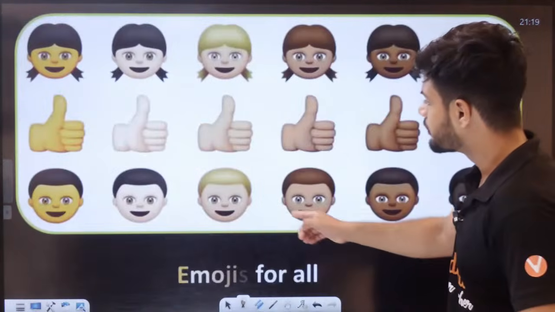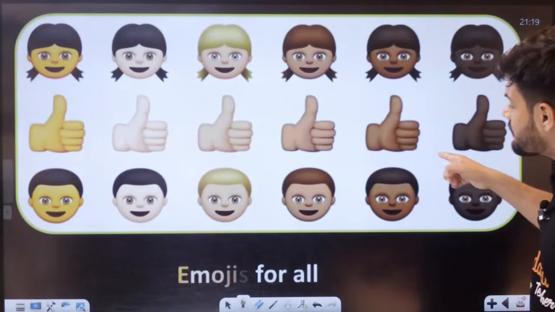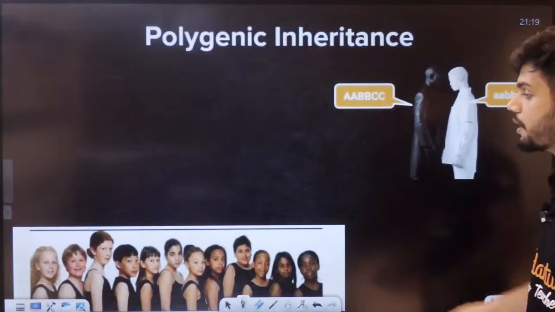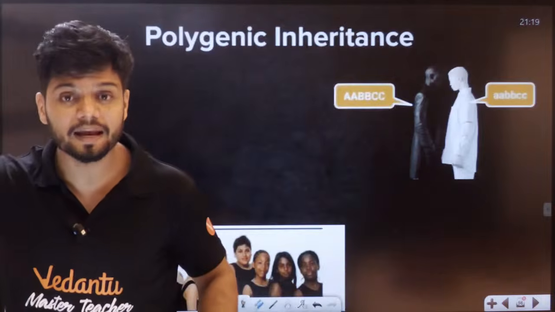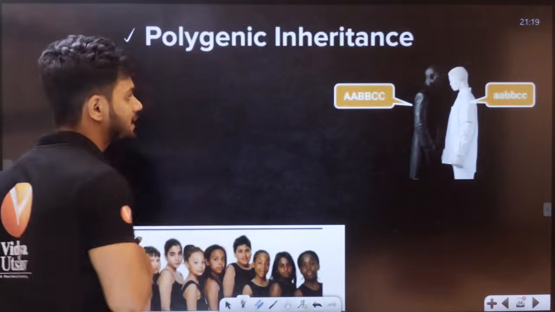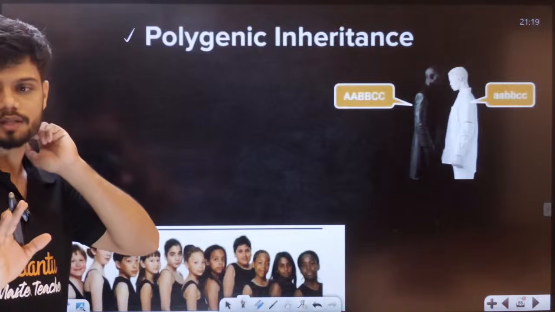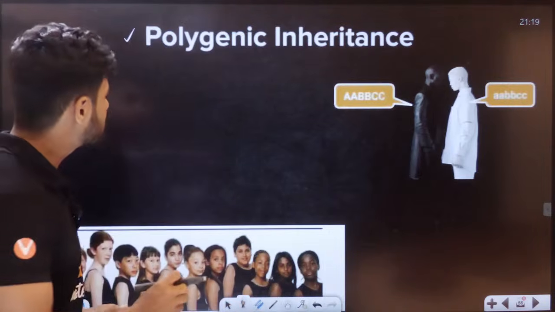As you can see, we have different emojis. Yes or no? We have a different emoji for every single skin color. All of this can be observed, and all of this can be explained with the help of polygenetic inheritance, students. Okay. Now, what is the meaning of poly, students? Poly means one or many. What is the meaning of poly?